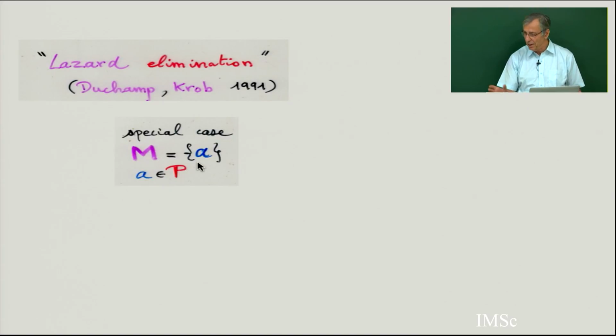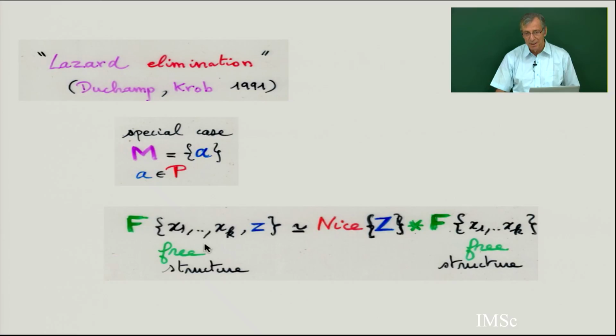The idea is to try to decompose the commutation monoid into a product of something. The commutation monoid, in fact, is a free partially commutative monoid. The two extreme cases are the free monoid and the abelian free monoid, so it's a kind of free structure. The idea of Lazard elimination is that you have F of this, which is a free structure. It can be the free group, the free monoid, the commutation monoid, or the free Lie algebra, and you want to decompose it as something nice in a subset capital Z, and a free structure on x1, x2, xk.